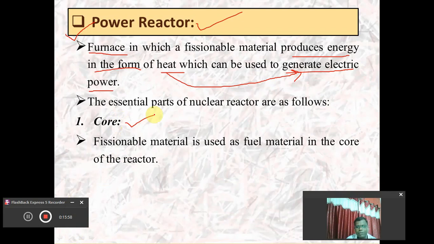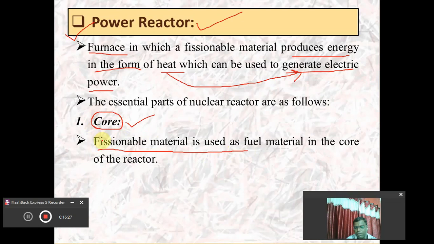The power reactor is the extension of the nuclear reactor in which the nuclear energy is converted into electric power through the steam or the heat. This is the only difference. That's why, just like the nuclear reactor, here also the core is the central part in which the fissionable material is placed in the reactor. That central part in which fissionable material is placed is called the core.